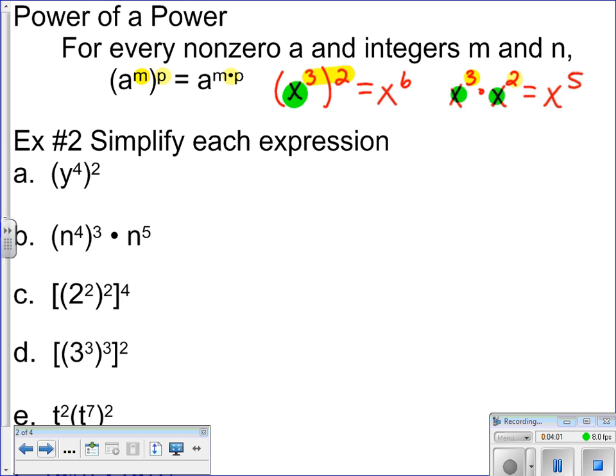Alright, you should try to do A and B. Alright, so the first one, 4 times 2 makes 8. Now for B, you should multiply the 3 and the 4 together. 3 times 4 will make 12. Now the 5 should not be multiplied because again it has its own base. And you should add that together and get 17.